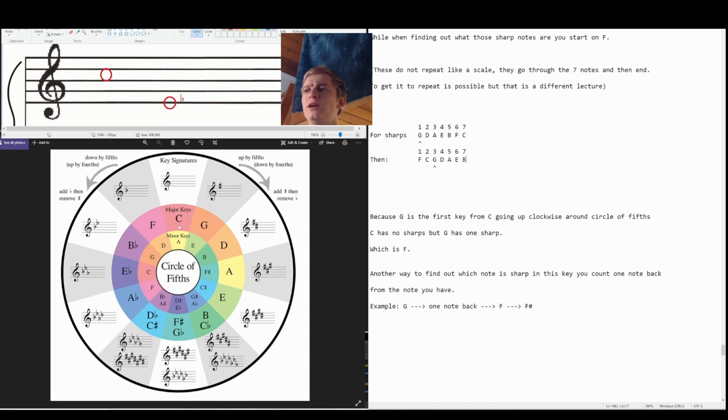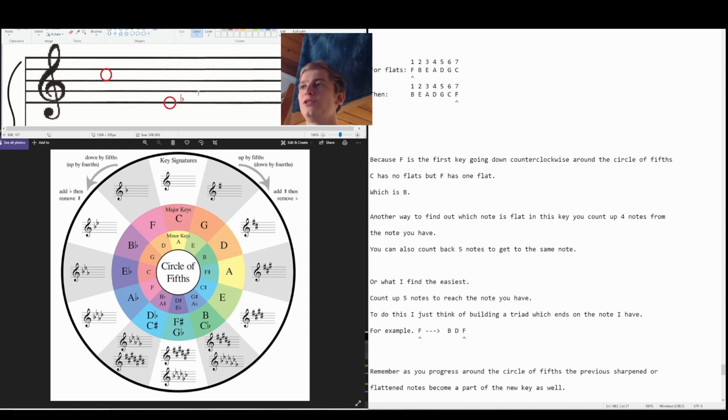Another way to look at which key you're in and find out which note is sharp in that key is to think one note back from the note that you have. So if you think G, you can quickly know that one note back from G is F, and that is your sharpened note in that key. Again, if you think D, one note back from D is C, and that is the new additional sharpened note in this key.